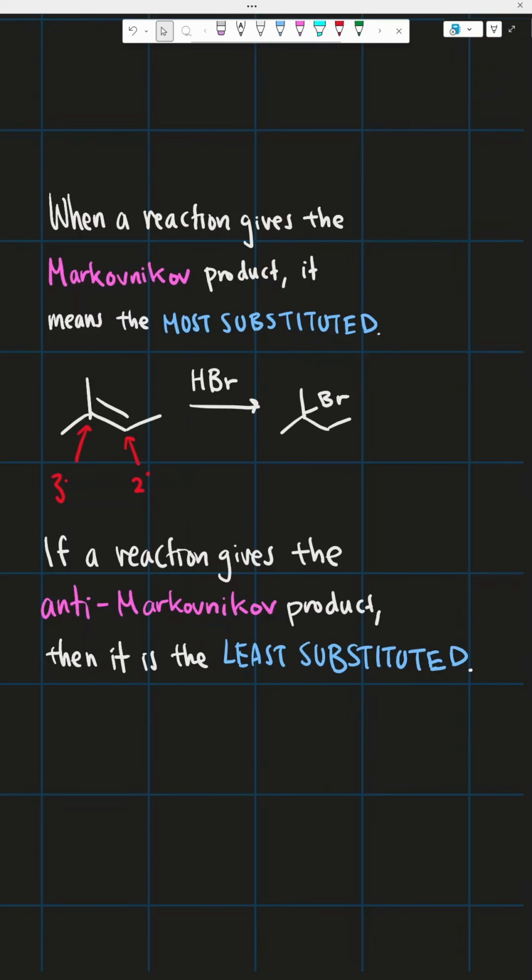On the other hand, if a reaction gives an anti-Markovnikov product, then the bromine will be on the least substituted carbon. So in this case, the bromine will be on the secondary carbon. And the one previous will put the bromine on the tertiary carbon.